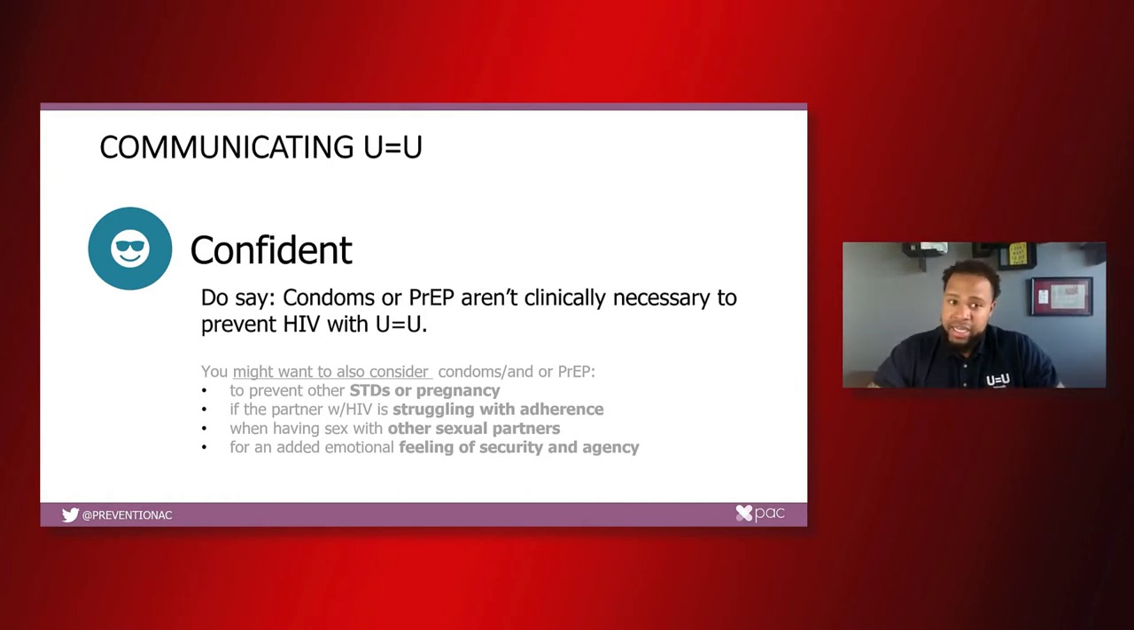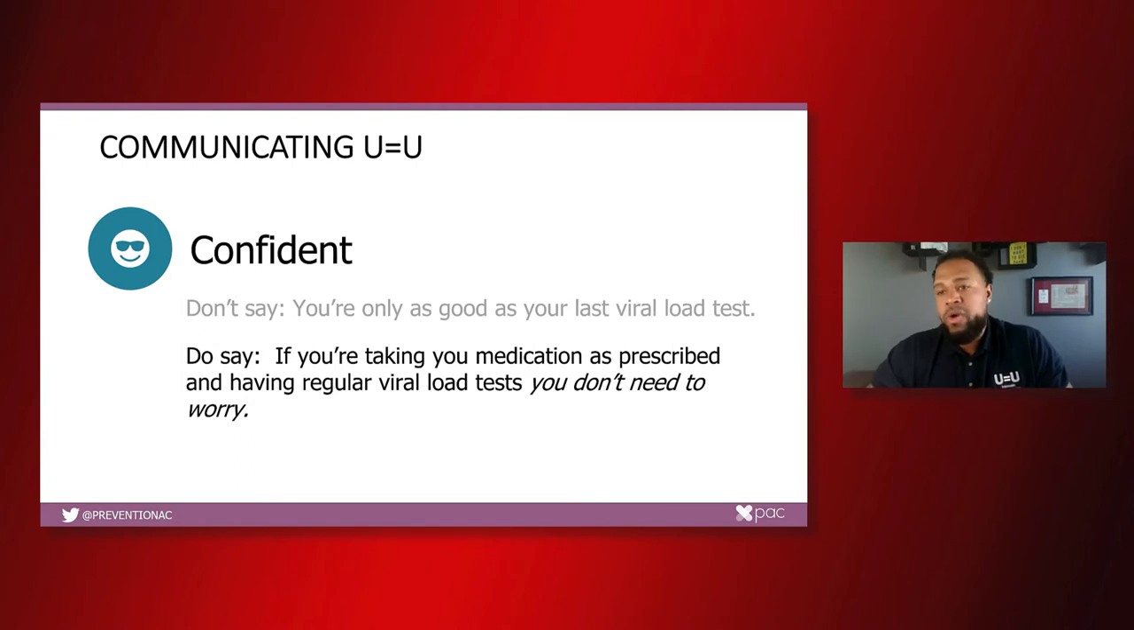Now, for safekeeping, if you want to consider using condoms or PrEP to prevent other things such as STDs or pregnancy, or if a partner who is living with HIV is struggling with their adherence, or if you're having sex with other sexual partners who you have not had that conversation with about their status or about whether or not they're adhering to their medications and have an undetectable viral load, or for just an added emotional feeling of security and agency, those are reasons to say that, you know, if you want to use condoms and PrEP and so forth. Don't say things like, you're only as good as your last viral load test.